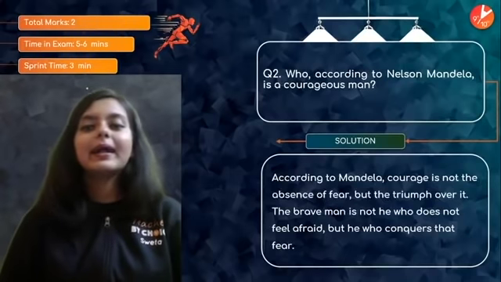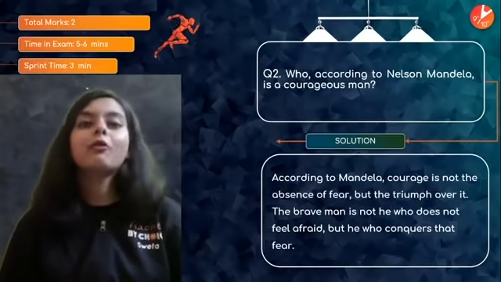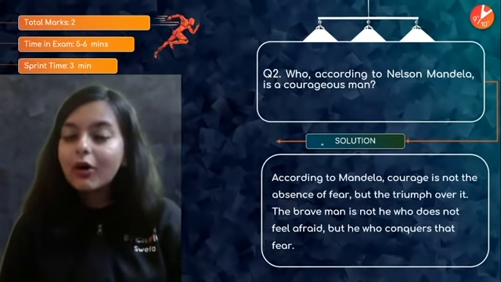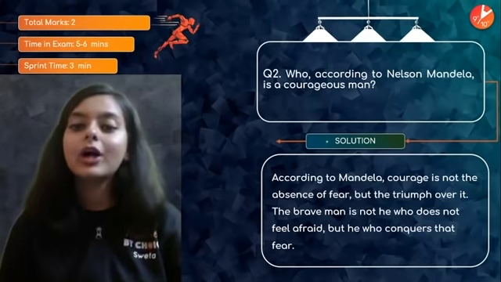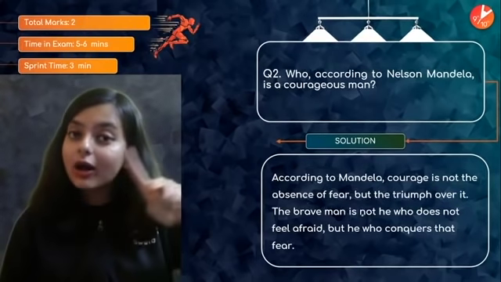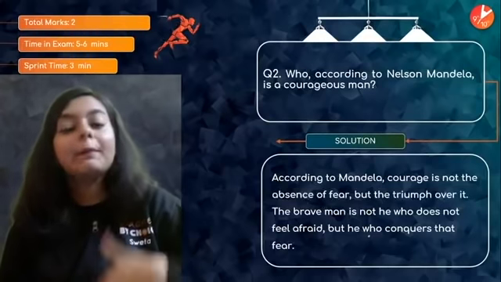So according to Mandela, courage is not absence of fear, but the triumph over it. That means overcoming the fear. So who is a courageous man? Therefore, courageous man is the one who does not feel afraid. No, he's not the one who does not feel afraid, but rather the one who feels afraid, but he conquers his fear, right?